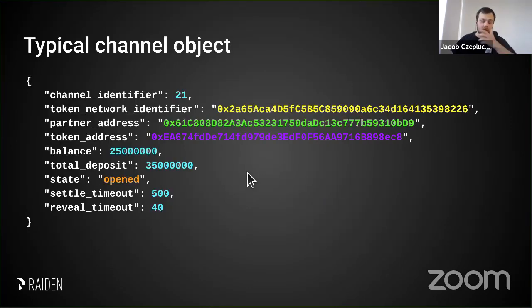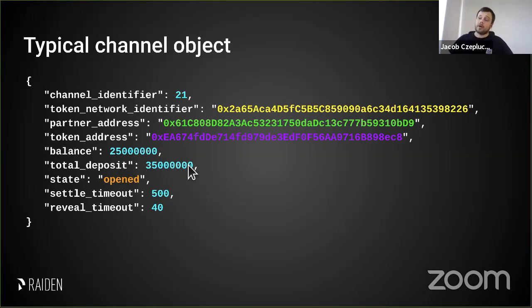Now I'll just go through a couple of examples. A typical channel object would look something like this. There will be an identifier of the channel. There'll be a token network identifier. This is for every unique token network, so that you cannot have double spend, or you cannot use the same balance proofs in different networks. Then there's the address of the partner. There's the address of the token. There's the balance, and the total deposit.